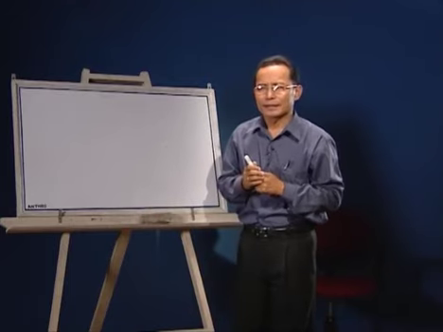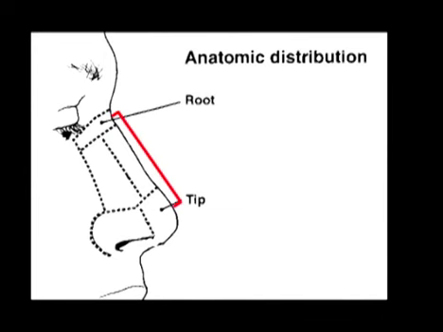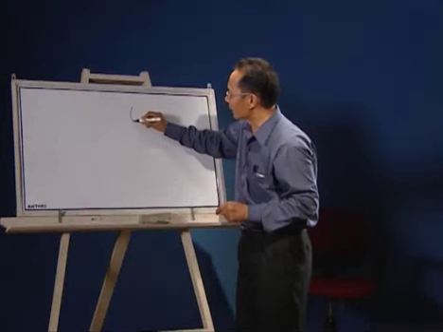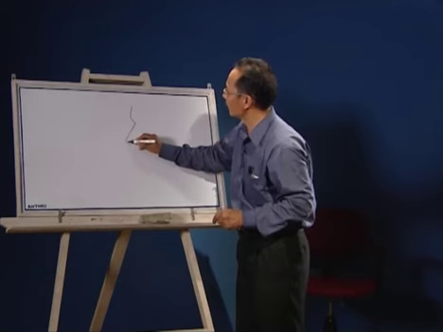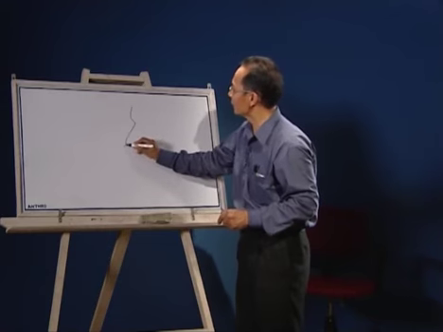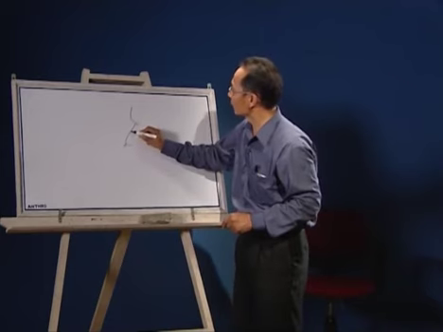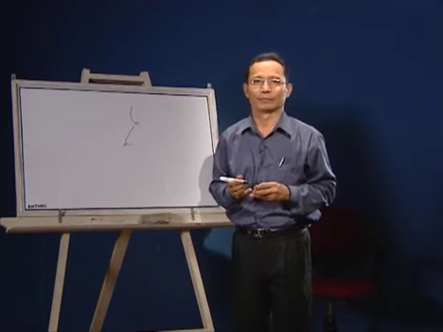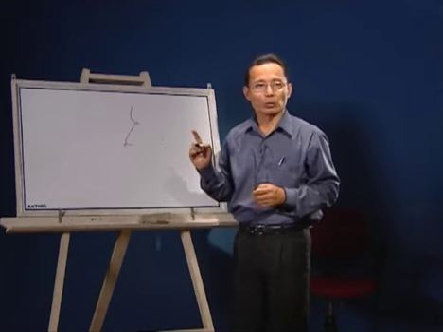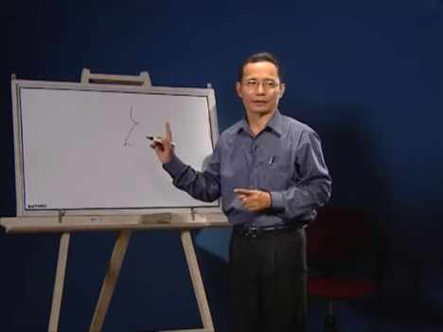So nasal bridge is that part of the nose between the nasal root and nasal tip. So this is nasal root and this is nasal tip. So this is tip and this is root. So this portion is called nasal bridge. For classifying nasal bridge, we have to observe it from the profile, from the lateral side of the nose.